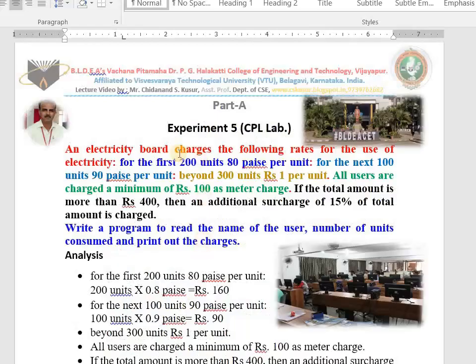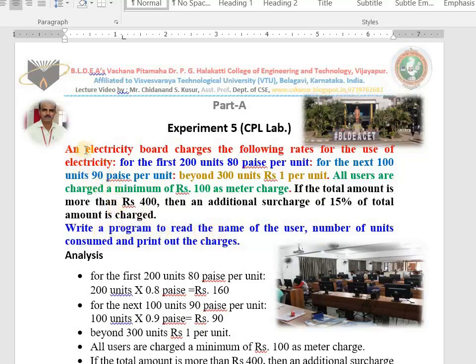What is the problem given by the university? You need to write one program, that means you need to develop one software. That software or the program reads the name of the user, as well as the number of units consumed by the user and prints the total electricity bill. This software or this program you need to develop. They have given this problem in detail.